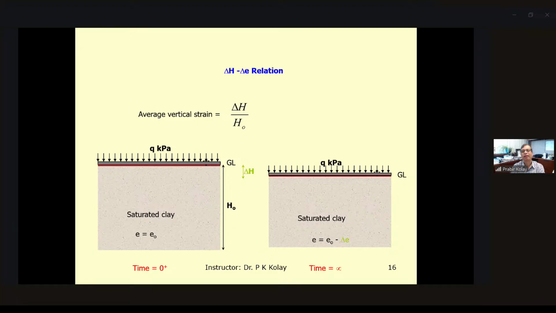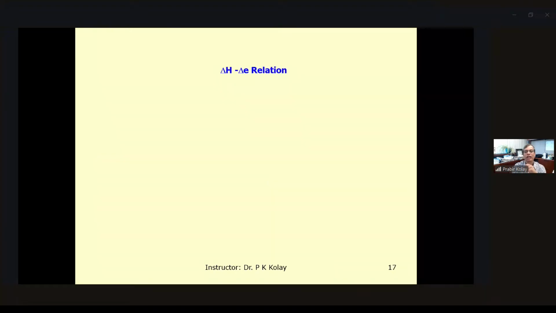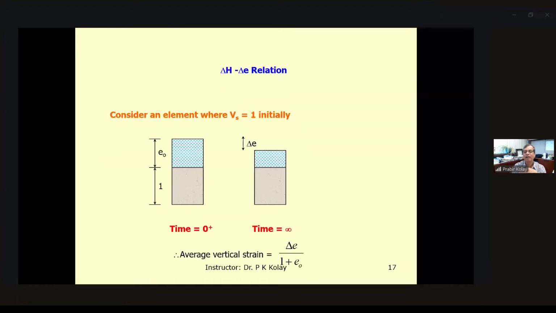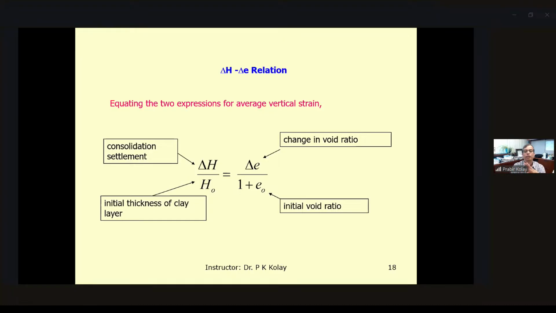And the average strain you can calculate. So again, how much is the height of the soil, how much is the strain, the change in height divided by original height. And there are relations with the void ratio. You can calculate the settlements from there. So here, this is the relation: change in height by original height equals change in void ratio by 1 plus e naught. So if you know how much is the settlement, the consolidation settlement, you can easily calculate.